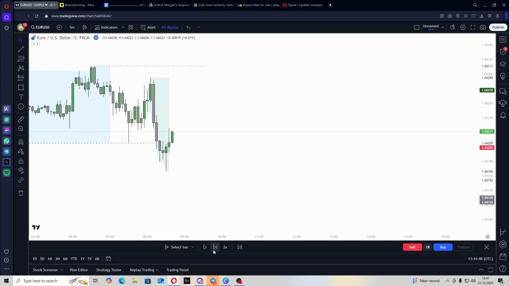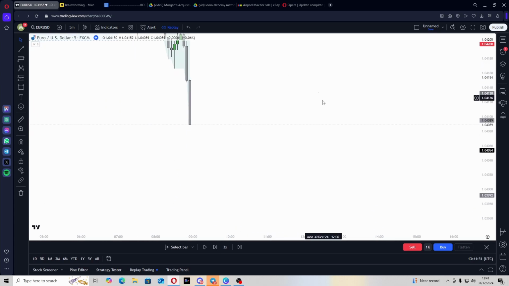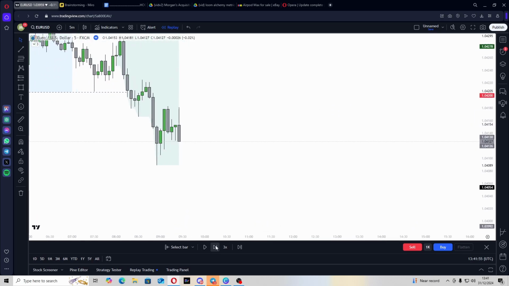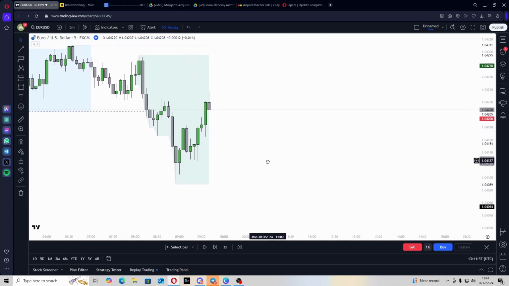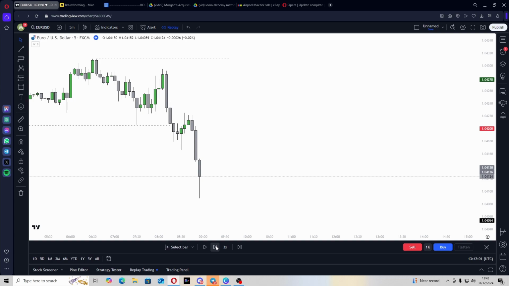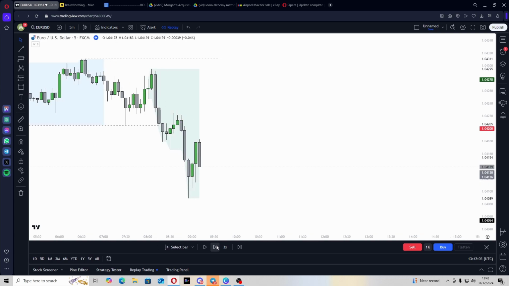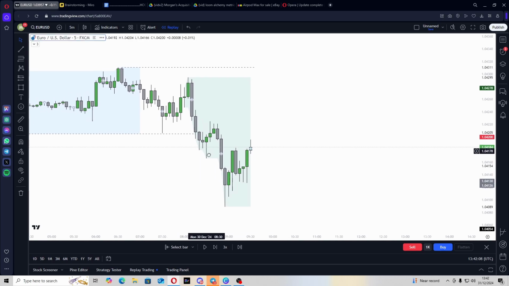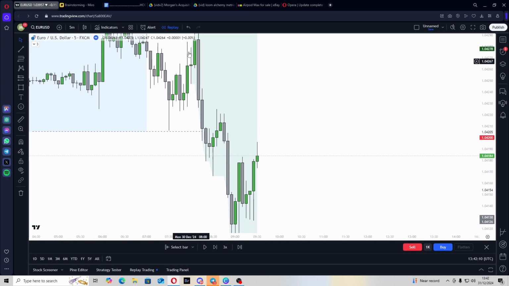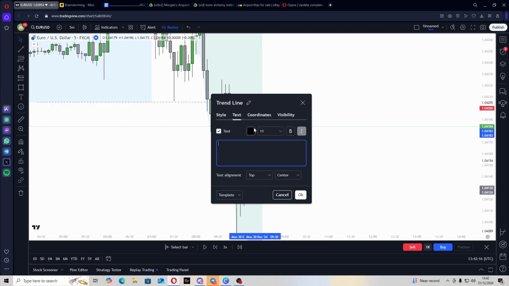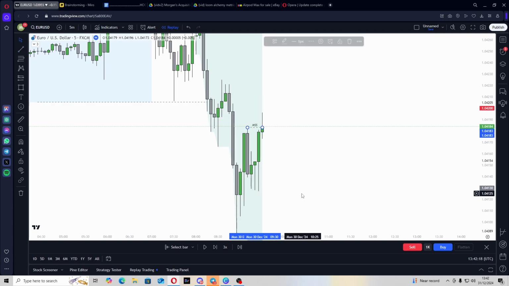Now all we need to do is find a market structure shift towards the upside. If I play price forward, keep playing it forward, you can see right here we still haven't gotten a good market structure shift. But wait, let me play price back. All right, I'm going to play it forward now, and you can see right here is actually our first market structure shift. So our first market structure shift from this whole price action is right here. What we need to do is mark this out as our MSS, right?